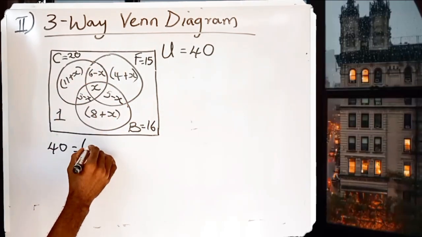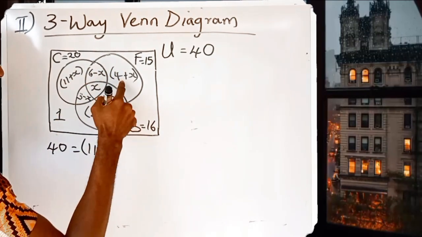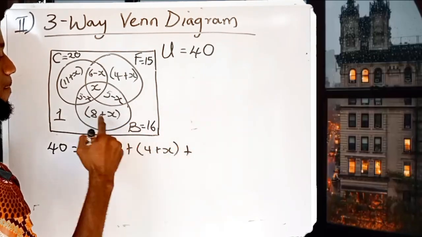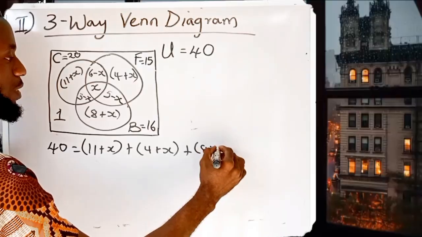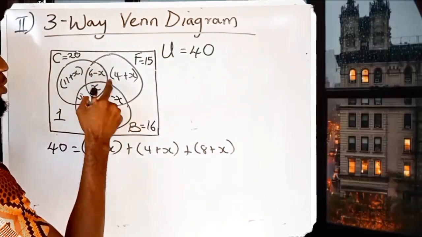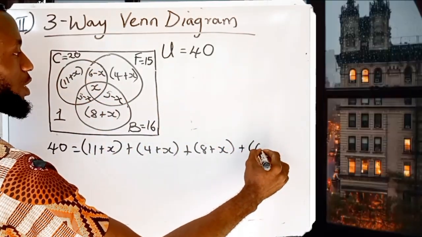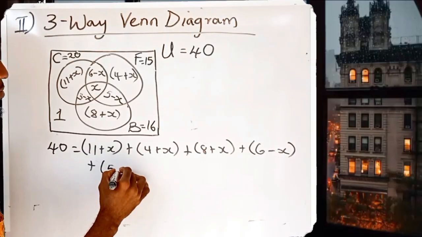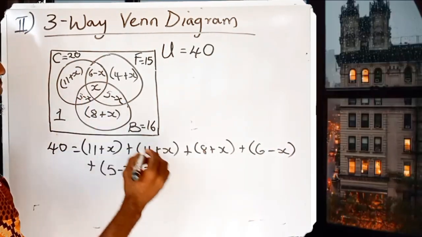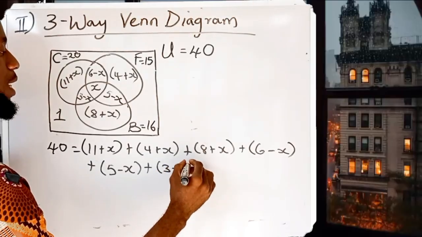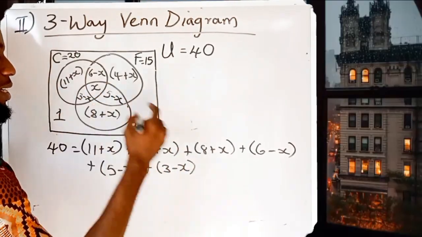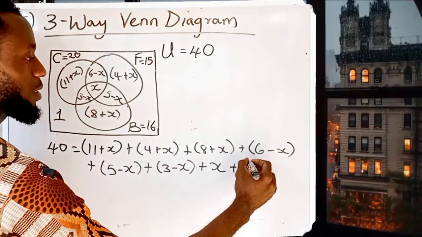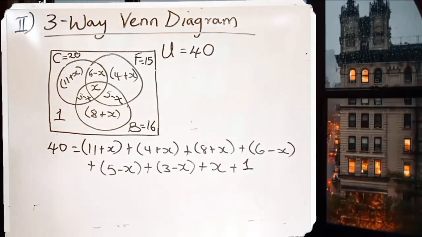This then means my universal set 40 will be equal to the addition of every single section here. They are singles: 11 plus X, 4 plus X, 8 plus X. Now go to the doubles: 6 minus X, 5 minus x, 3 minus x, and then the last one in here, x itself, plus the one outside, never forget. If nobody was outside, we'll put 0.